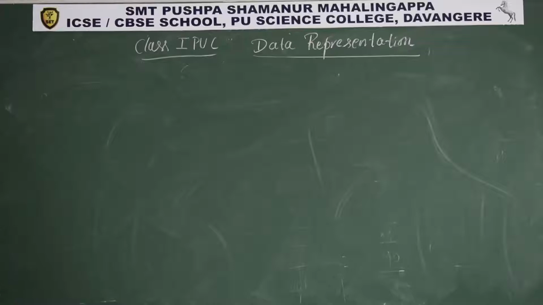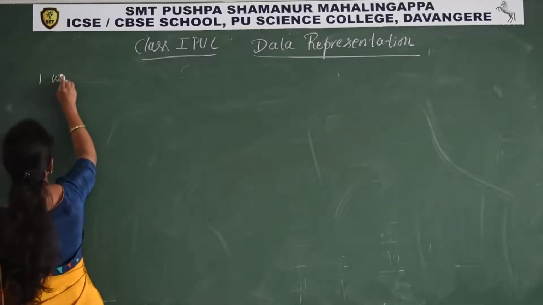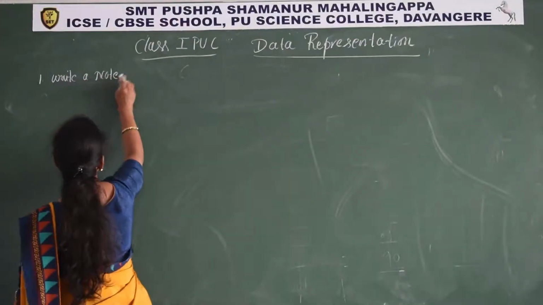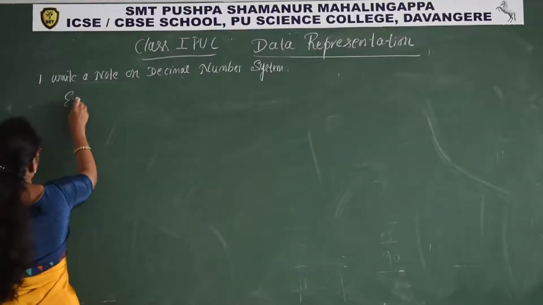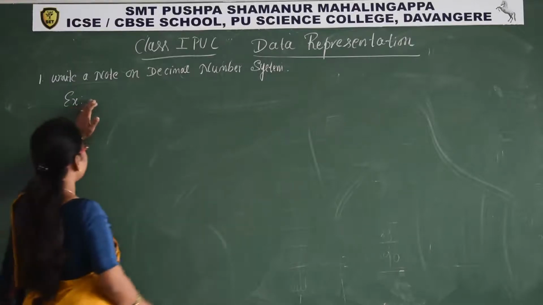Let us discuss some problem statements on this chapter. First question: write a note on the decimal number system. You can write the explanation, and I'll give an example.